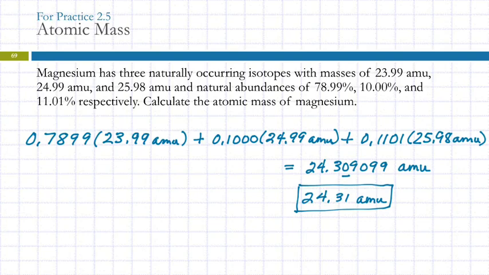Are there any magnesium atoms that weigh 24.31 atomic mass units? No, there aren't any. It's the average, right? If you have 2 children and one's 8 years old and one's 10 years old, the average age is 9 years old, but nobody's 9, right?